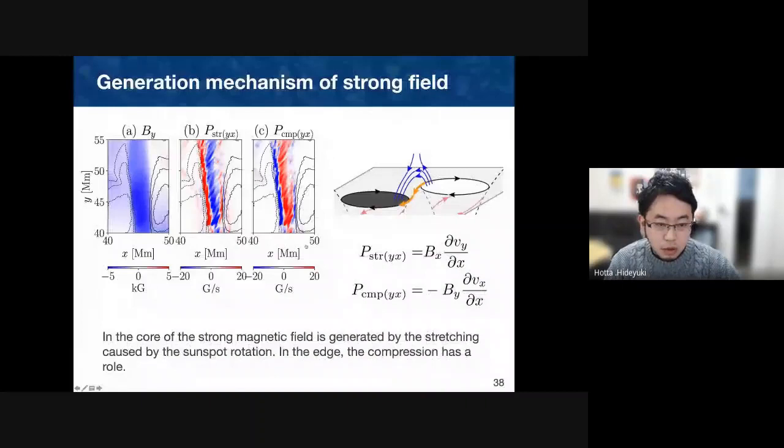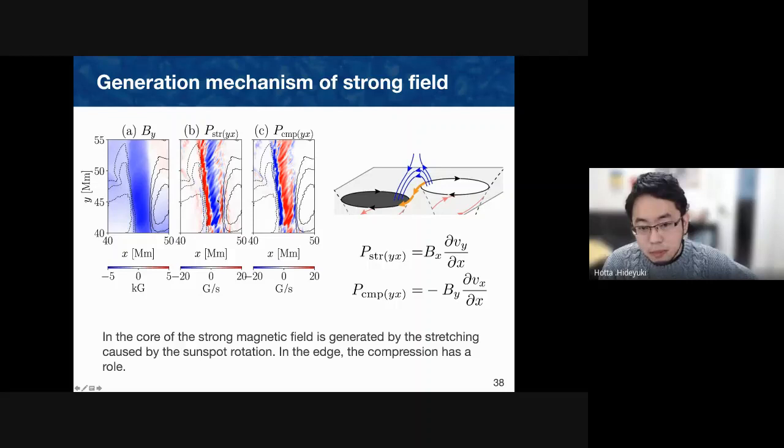This is not a very new finding, but we found that the stretching term of the induction equation causes a very strong magnetic field in between the two sunspots. Initially the magnetic field is twisted, and this is rotating in the flux in the photosphere, and these two rotations cause a shear flow in between the two sunspots, and this causes a strong magnetic field.